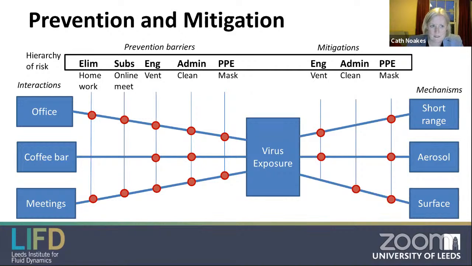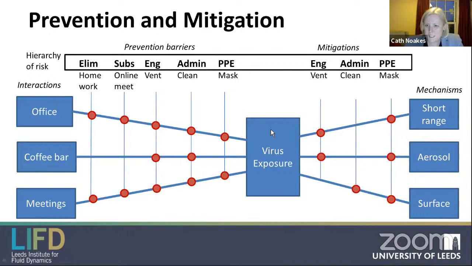I also want to touch a little on how you might use some of these hierarchy of risk controls in thinking about prevention and mitigation. In terms of infection, you would be exposed to a virus, so you could try to prevent how people are exposed. In a typical office scenario, you might interact with people in the office, a coffee bar or a meeting room. How could you apply different barriers? Elimination: working from home, having some online meetings. You can apply ventilation controls, for example, as engineering. You could apply cleaning, and potentially apply PPE as well.